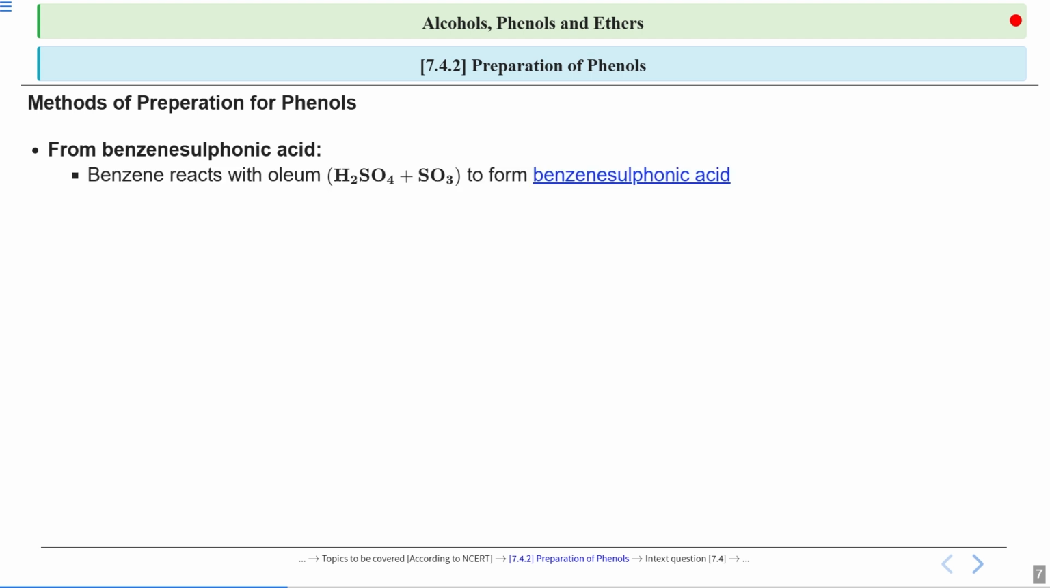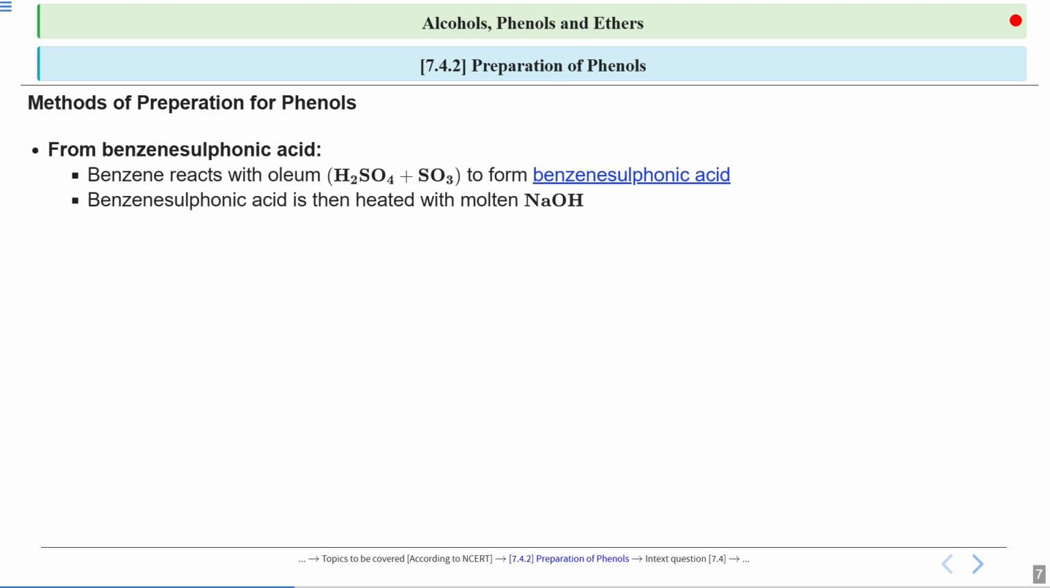So first we'll take benzene. It will react with oleum. Oleum is H2SO4 plus SO3. So first we take benzene, it reacts with oleum, and then we get benzene sulfonic acid. And then this benzene sulfonic acid is heated with molten NaOH.